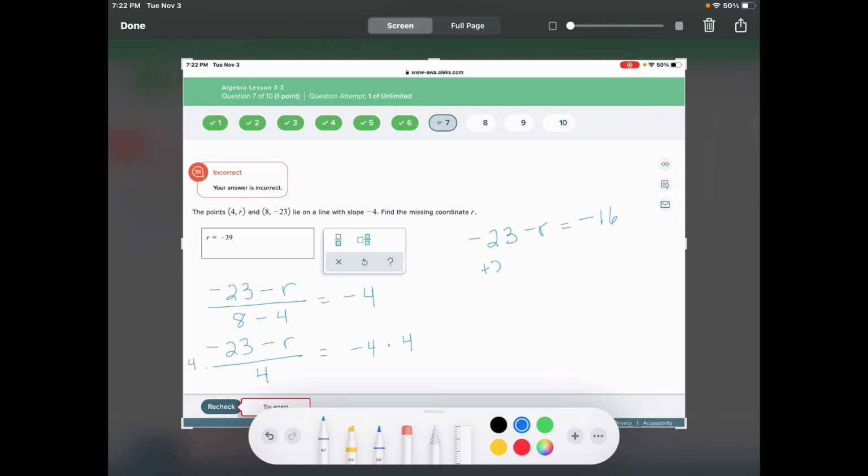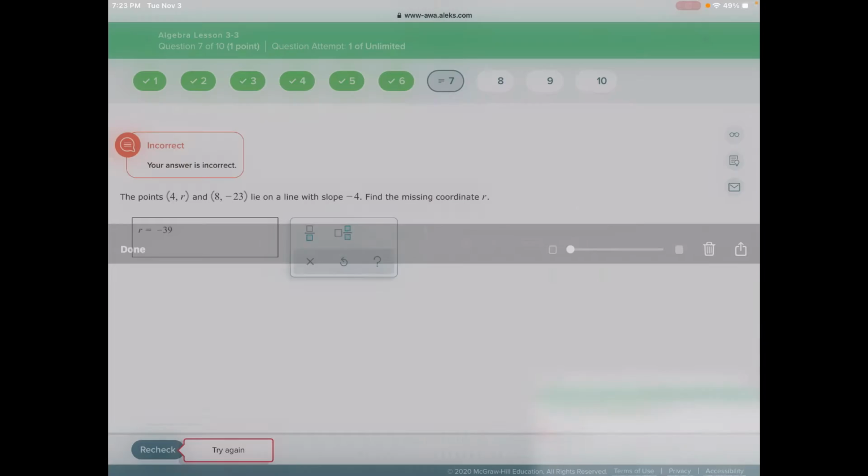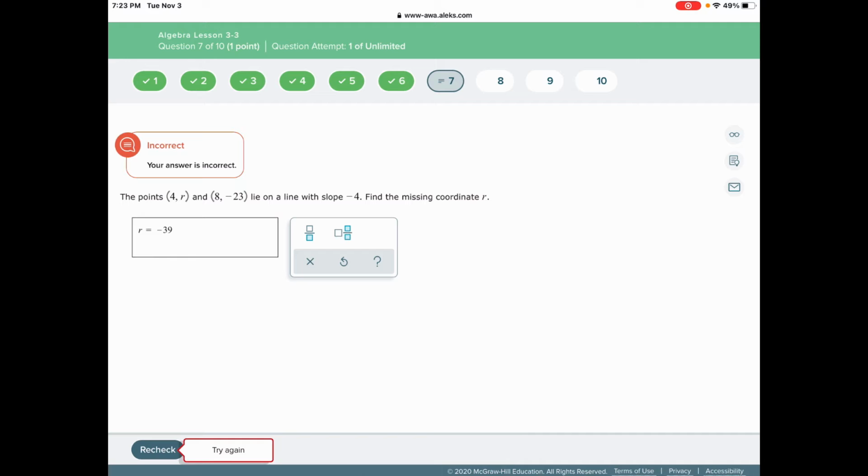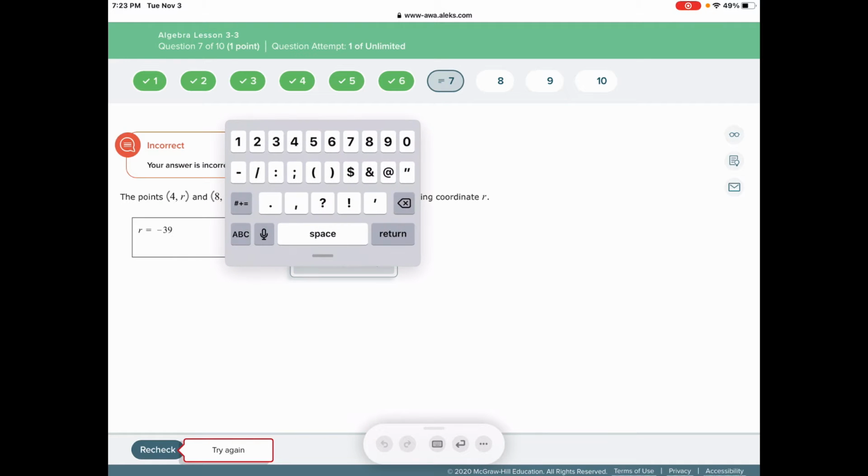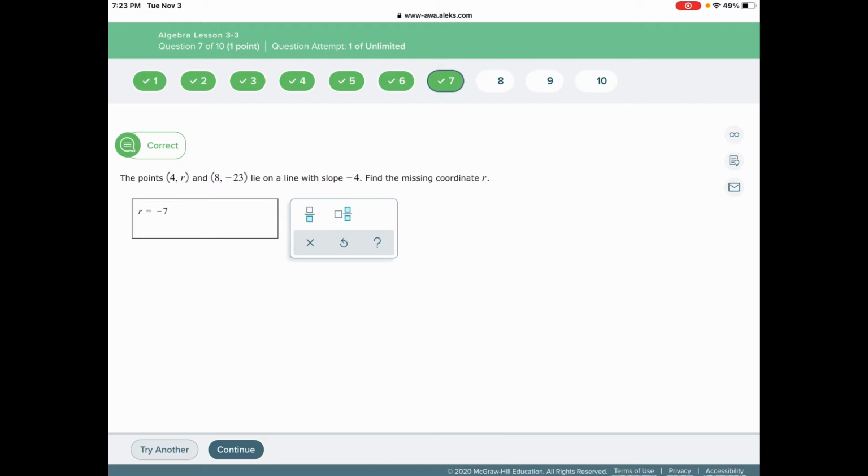So plus 23, negative r is going to equal the difference here. So that's like negative or positive 7, right? 16 to 20 is 4, and 3 more is 7. And then I don't want this negative, so I'm going to go r equals a negative 7. Let's try that instead. There we go.